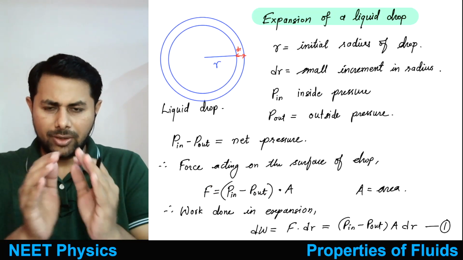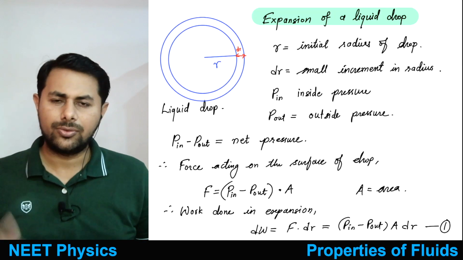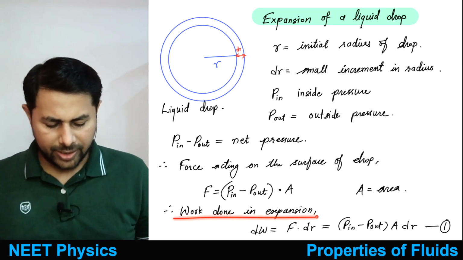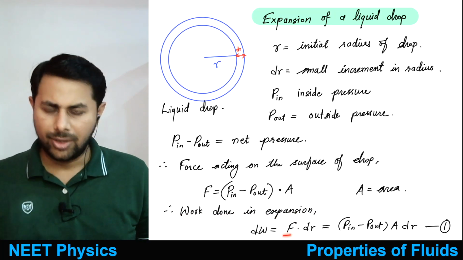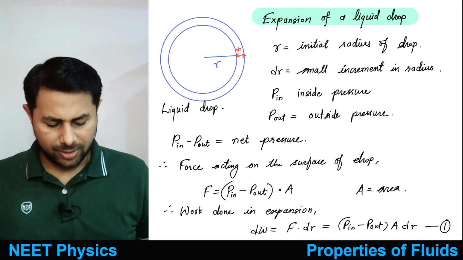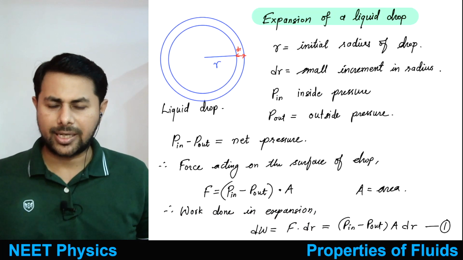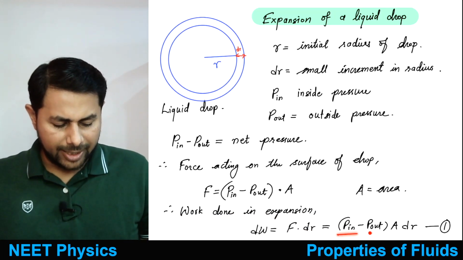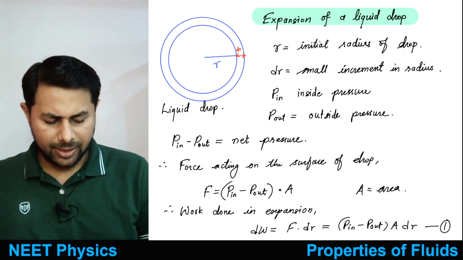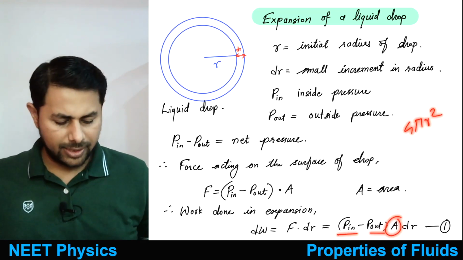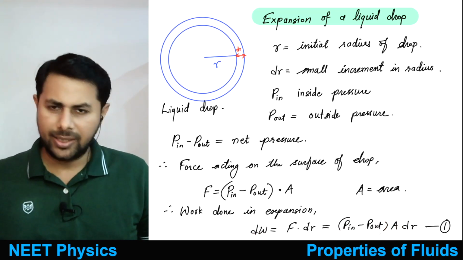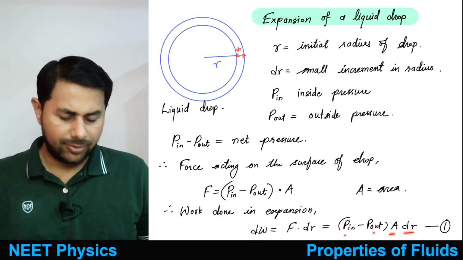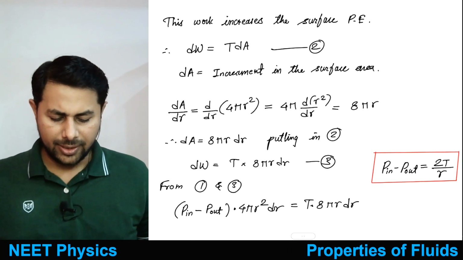In order to increase this radius, you need to do some work against what? The force due to surface tension. Therefore the work done in this expansion is equal to force multiplied by dr. So the force is P in minus P out multiplied by area. Area would be what? 4 pi r square, right? So the work done is just equal to P in minus P out, inside pressure minus outside pressure, times area into dr, right?